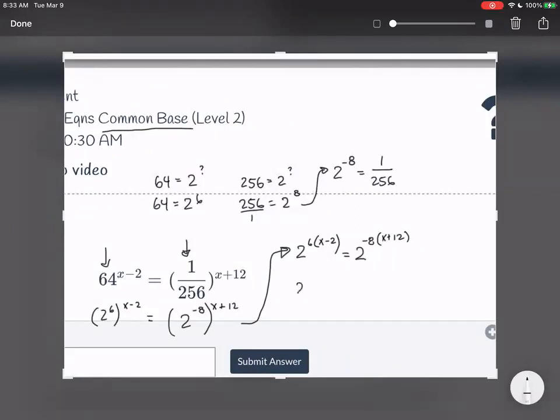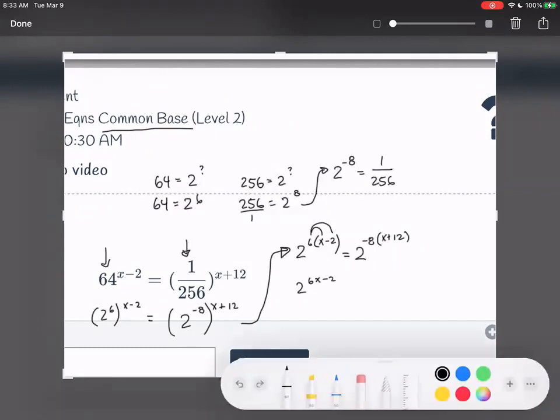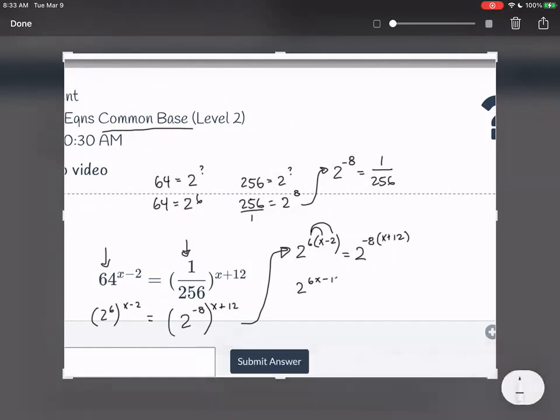And so let's actually multiply them out. So 6 times x is 6x. 6 times negative 2 is minus 12, and yet I wrote something completely different. Minus 12, there we go. And then on the other side, multiply it out. So negative 8 times x is negative 8x. And negative 8 times 12, can't be bothered to do that right now in my head. So 8 times 12 is minus 96.